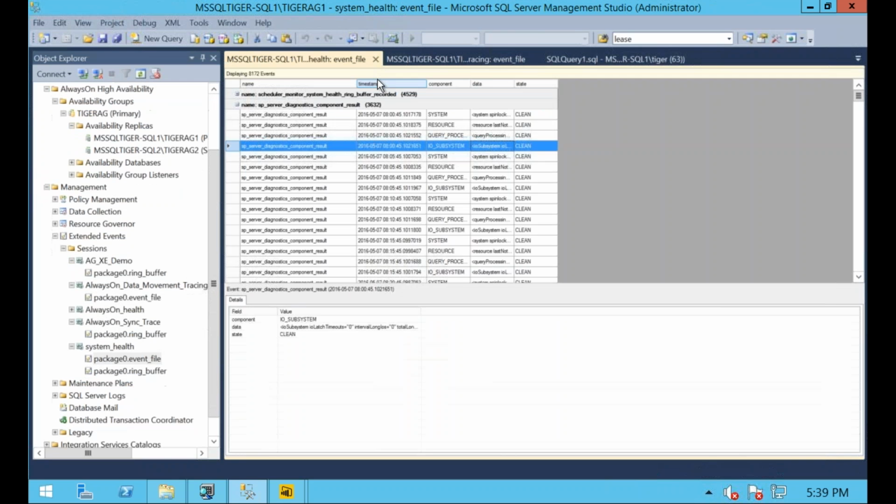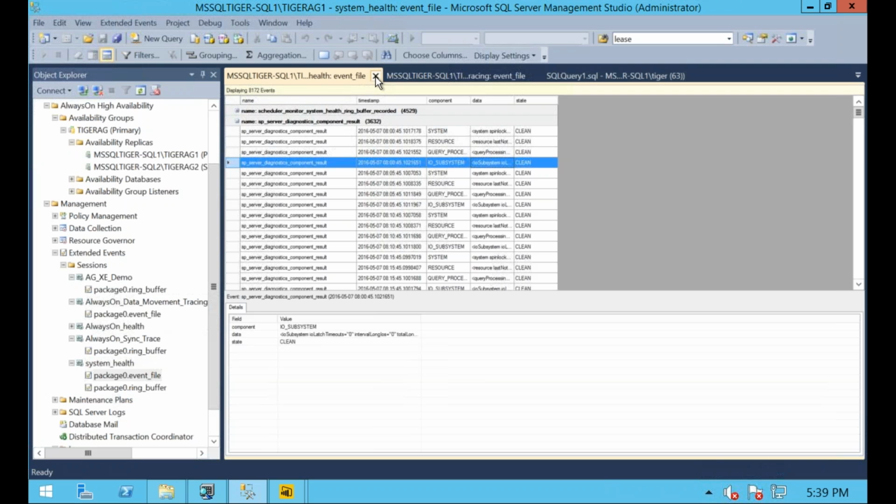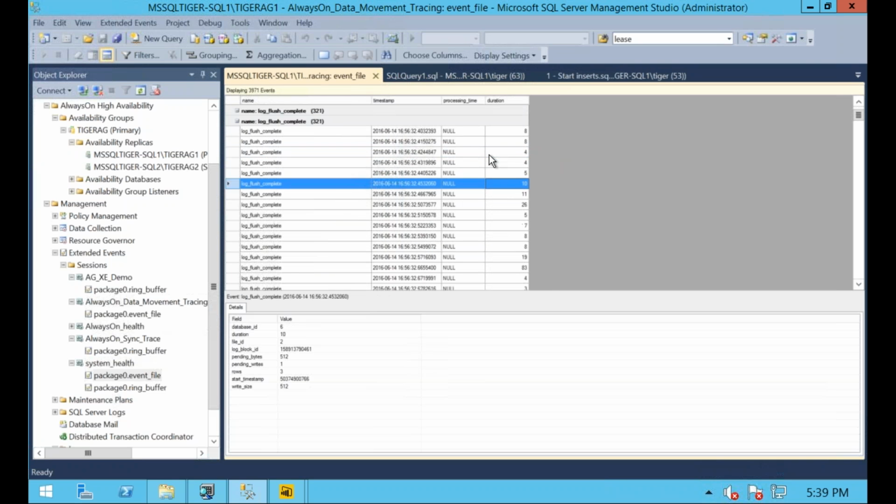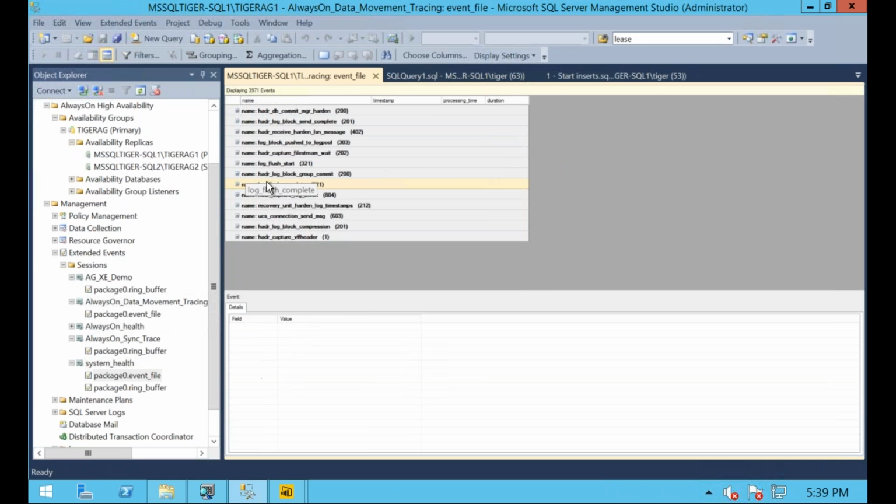So if I do find that there is a latency by going back to my, let me close down this event. If I go back to this set of extended events, if I find that there is an actual latency, I can go back and correlate with the SQL Server system health session really quick to find out at a high level if I am able to identify what was the system bottleneck at that time.